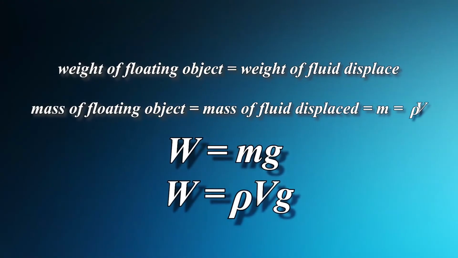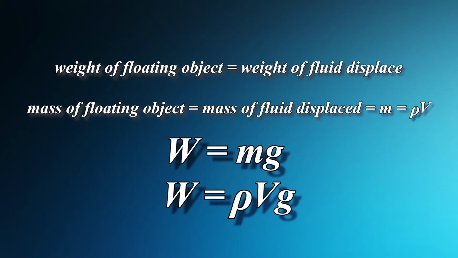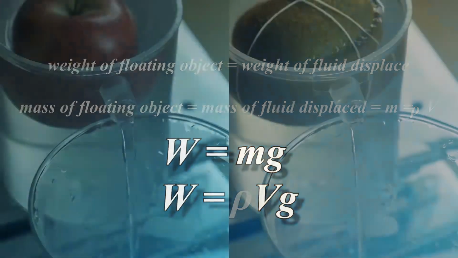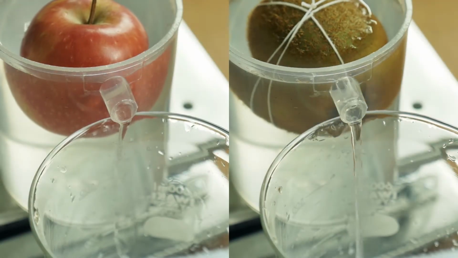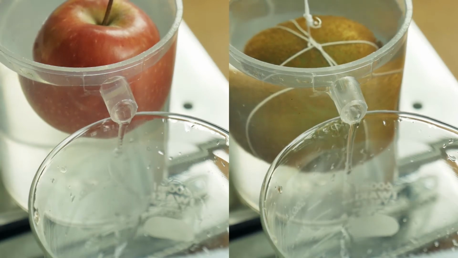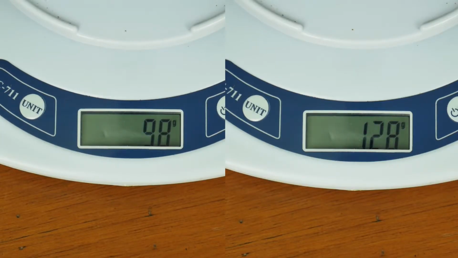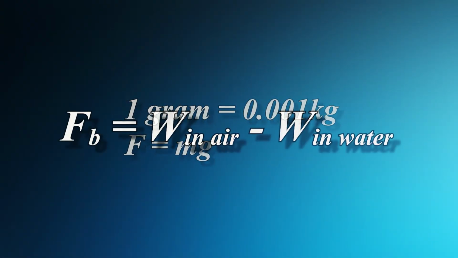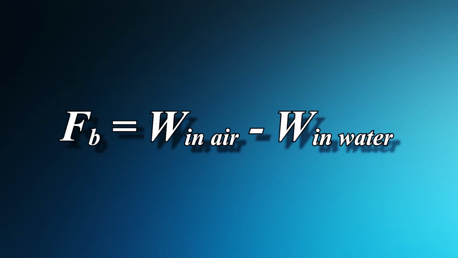Before we move on, let's look at the theory first. Alright, let's move on with our experiment. When we put the apple and kiwi into the water, we can see the water displaced. To get the weight of an object, we need to multiply the mass by the gravity. We found that the weight of water displaced is equal to the buoyant force.